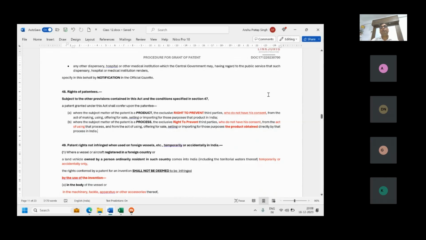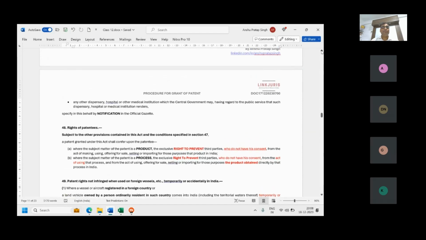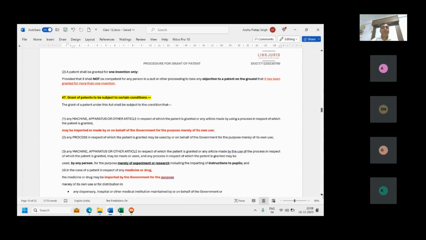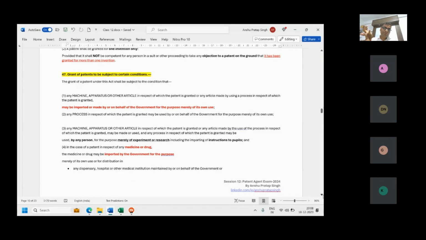And now we will understand how these conditions are an exception. See, we said making, using, selling, offering for sale, and import. The first thing it says is that any patented article can be imported or made by or on behalf of the government for the purpose merely of its use. If the government is doing it for its own use, then the government is allowed to import and make the patented article.